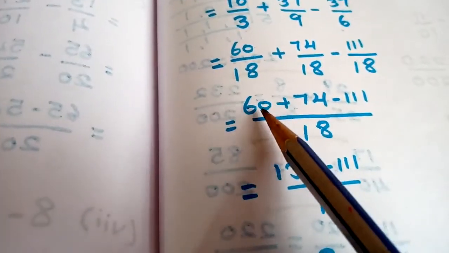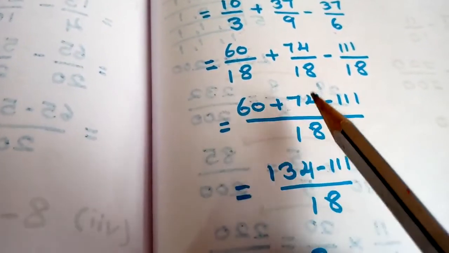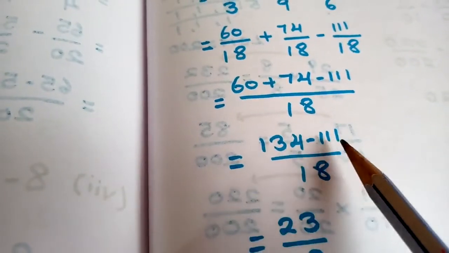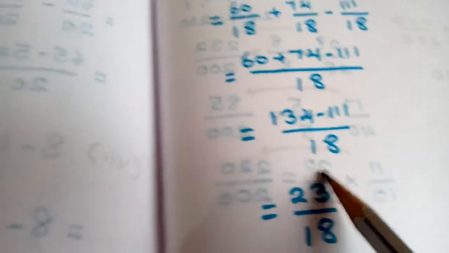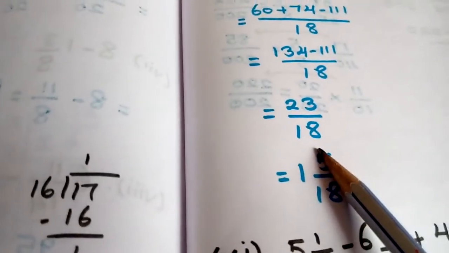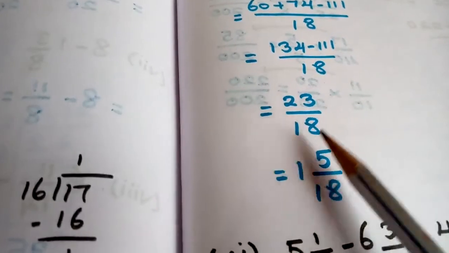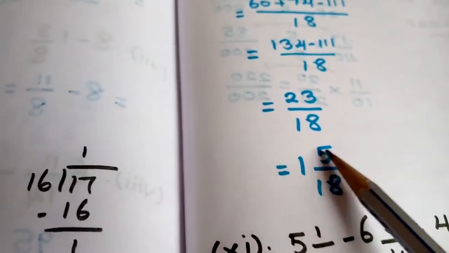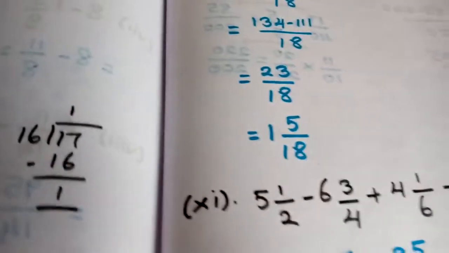First, I am going to take the first two values. 60 plus 74. Add. You are going to get 134 minus 111 by 18. Calculate. You are going to get the answer as 23 by 18. This number 23 by 18 I am going to convert into a mixed fraction, that is 1 5 by 18. So this is the way of doing the sum.